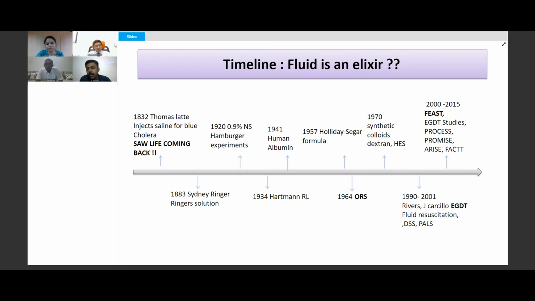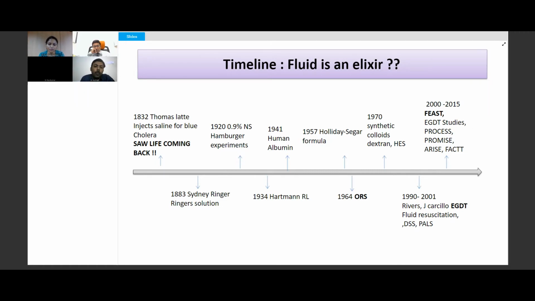Then here in tropical countries, we had the dengue shock syndrome protocols. Then PALS, pediatric advanced life support, training was conducted in a big way in India from that time. But after the 2000s, what we understood after EGDT and everything, the ill effects of fluid, was demonstrated by the FEAST trial, and later on by other trials like FACT. Right? So fluid was found as an elixir, but too much of anything is harmful. So that's our current understanding.